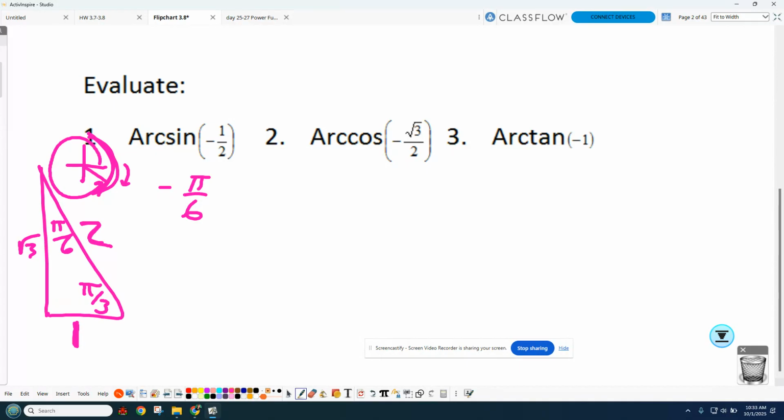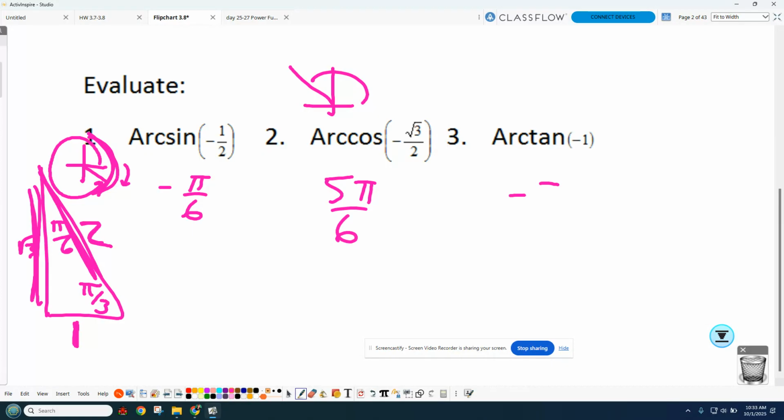Okay. Arc cosine negative root 3 over 2. Where's root 3 adjacent? 5 pi over 6, okay. Negative cosine things comes out of quadrant 2. Arctan negative 1, negative pi over 4. Okay, cool. Yes.